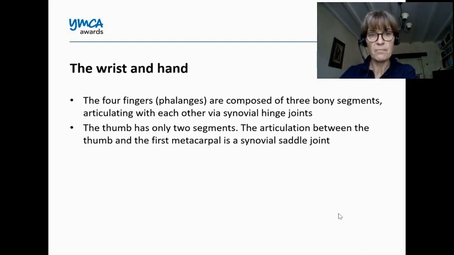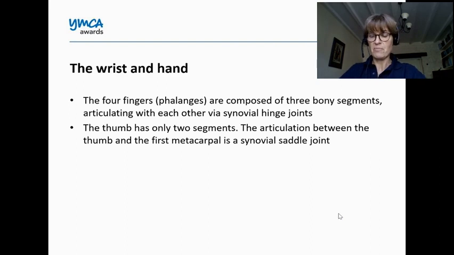they've got 3 bony segments which articulate via hinge joints. If you flex and extend your fingers, you can see how they work as a hinge. Now, the thumb is a bit different. It's only got the 2 segments rather than the 3. And the thumb and the first metacarpal form a joint called the saddle joint.